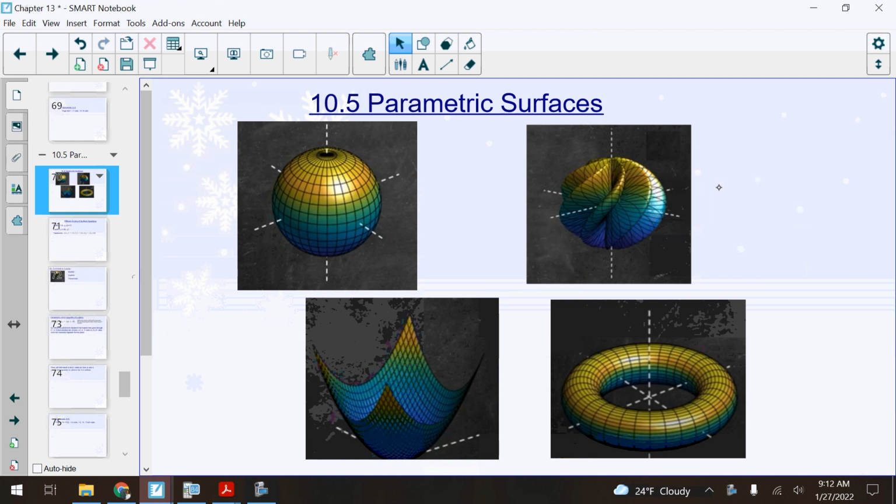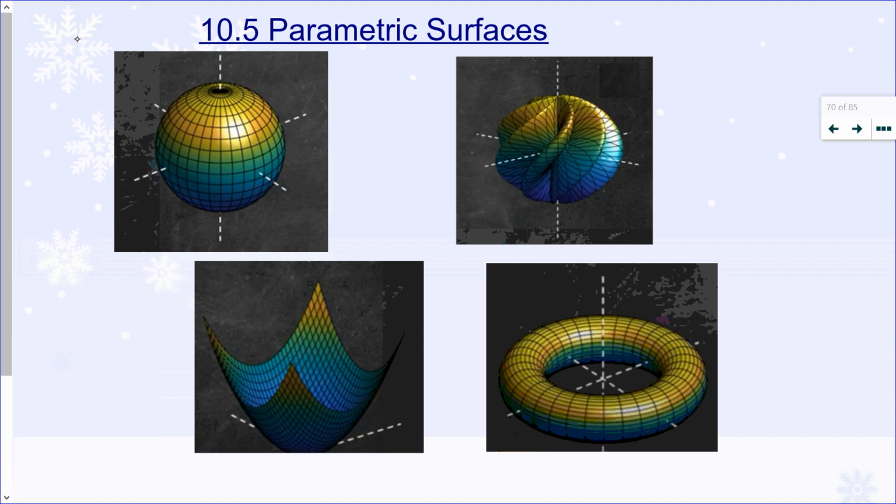Today we are going to go back to chapter 10 to talk about parametric surfaces. This leads us directly into surface integrals, so it actually works really well placed here versus doing it back when we did chapter 10. So parametric surfaces are surfaces that we can describe using two parameters.